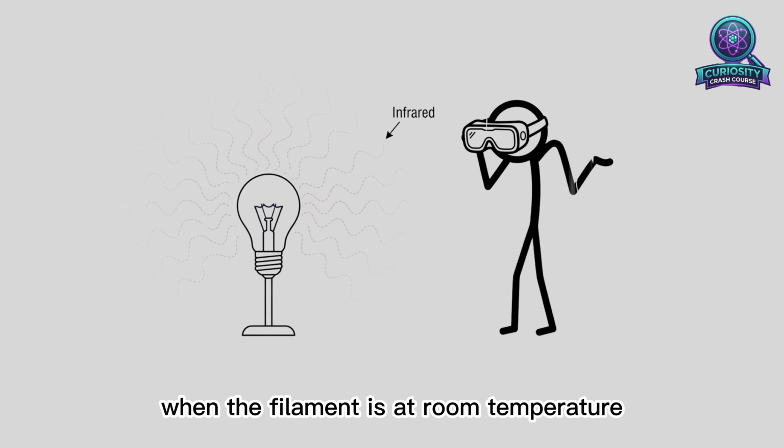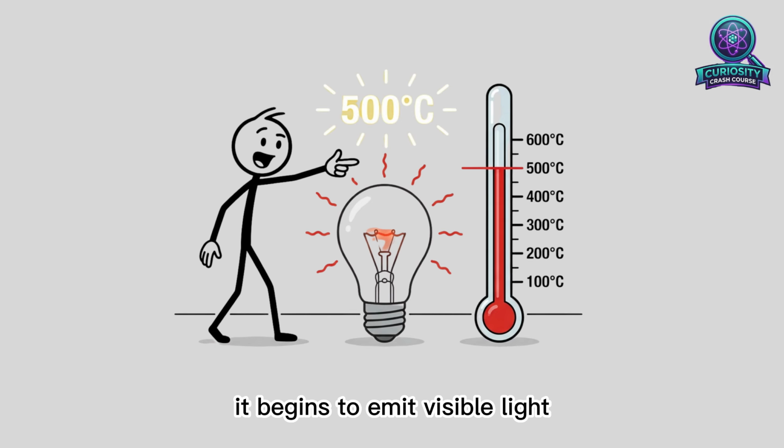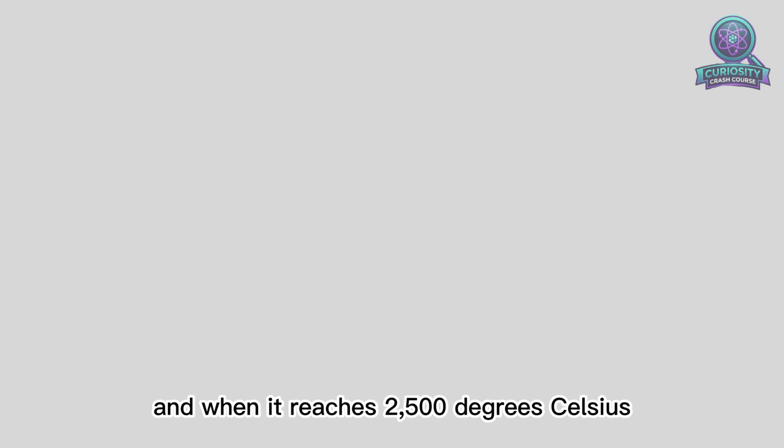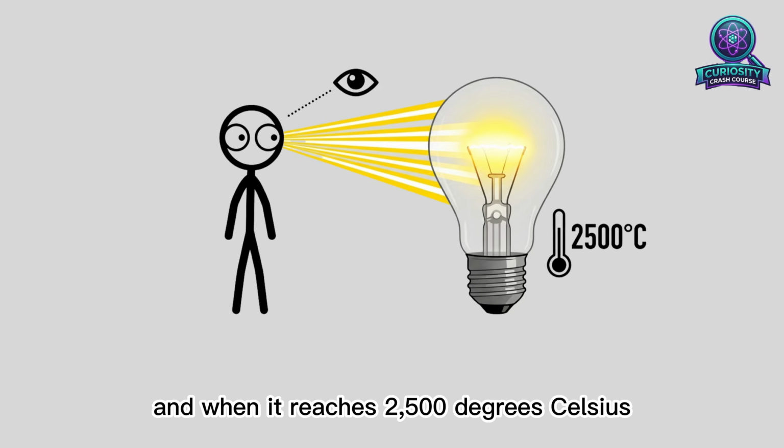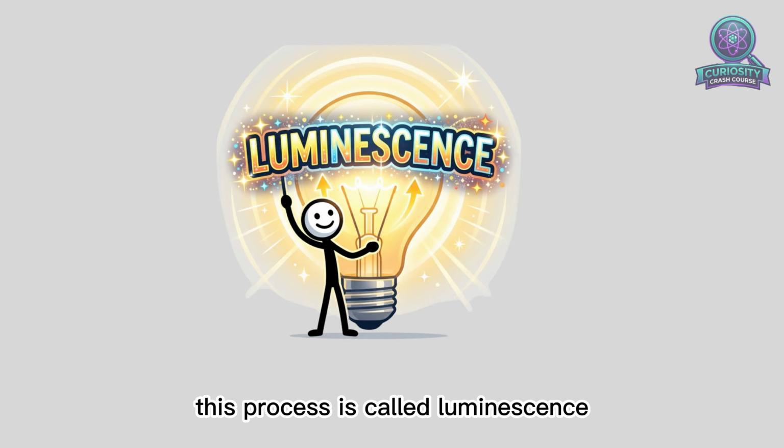When the filament is at room temperature, it mainly emits infrared, invisible radiation. But when its temperature exceeds 500 degrees Celsius, it begins to emit visible light. And when it reaches 2,500 degrees Celsius, a part of its radiation is detected by our eyes. This process is called luminescence.